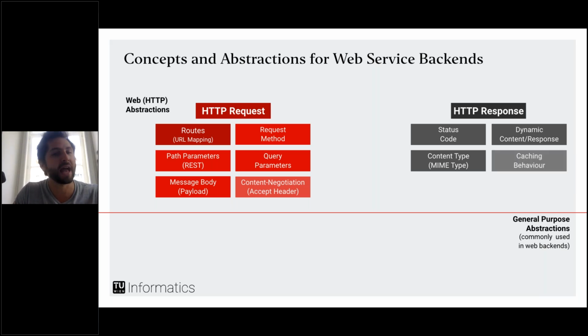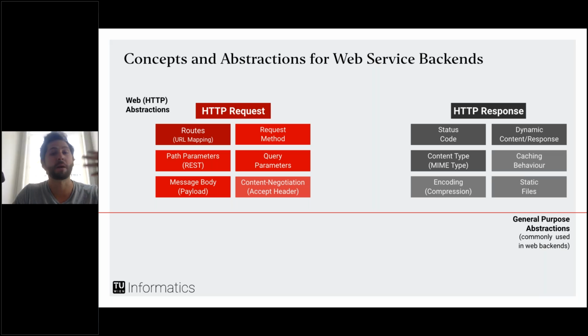Then we have some abstraction on caching behavior. We have some abstractions on encoding. Encoding is kind of a misleading word here. It's about compression, but it's called encoding in the HTTP response headers. And also static files are part of that. So if you just want to map a folder to be wrapped with the HTTP response, that's also, I think, an important concept to remember.